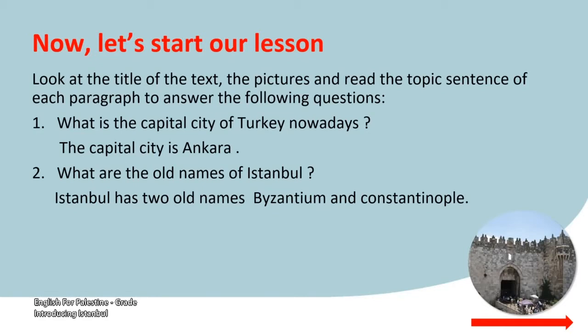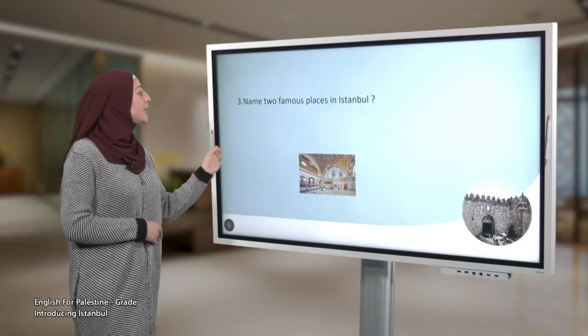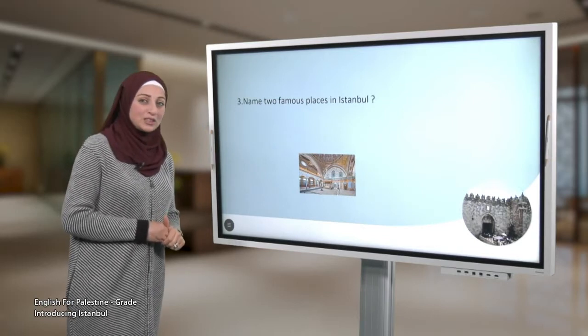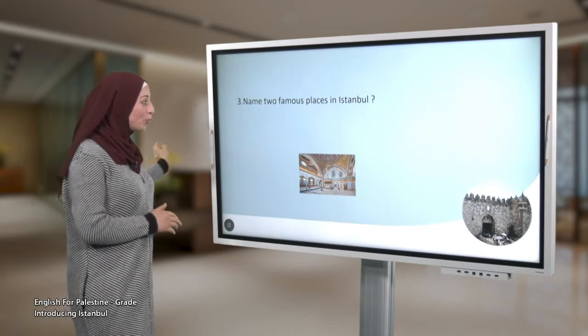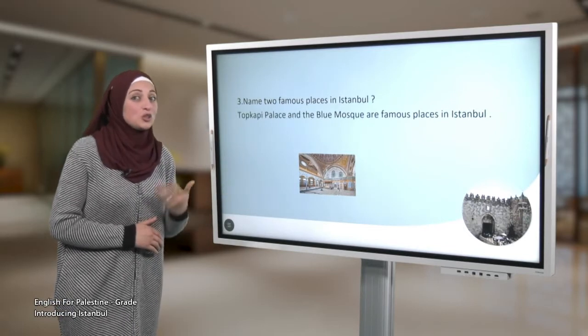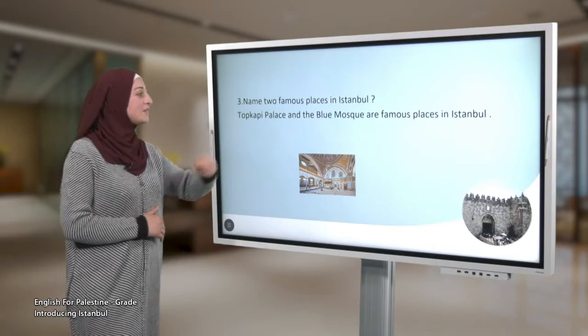Is it Istanbul? No, it's not Istanbul. The capital city of Turkey nowadays is Ankara. Question number two, what are the old names of Istanbul? Yes, after you read the text, you know that Istanbul has two old names, two former names. The first one, Byzantium, and the second one is Constantinople. Question number three, name two famous places in Istanbul. If you go to Istanbul, you can visit many different gorgeous places. Like what? Like the Blue Mosque, like Hagia Sophia, like Topkapi Palace, and many other places.